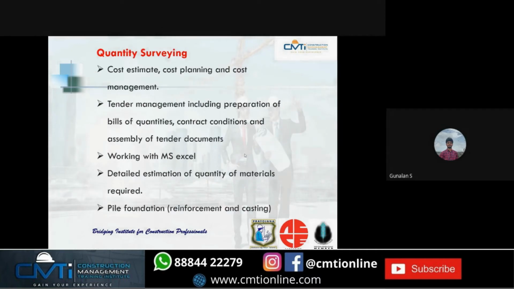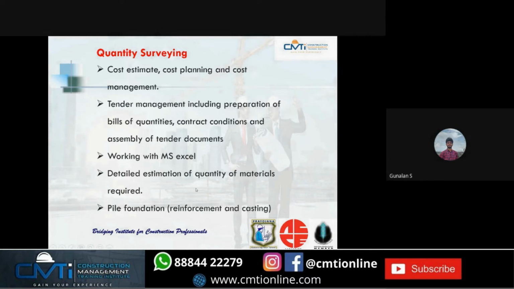Quantity surveying. Quantity surveying is an important subject in civil engineering, which I am studying currently in 7th sem. It is an important and core subject for me. After joining this course, I got a basic foundation knowledge of quantity surveying. Quantity surveying relates to cost estimation, cost planning, and cost management. It also involves preparation of BOQs, tender management, and other works. After having a class with Anantanayan sir, who taught us to prepare work with MS Excel, I am now somewhat knowledgeable in how to use MS Excel for quantity estimation.